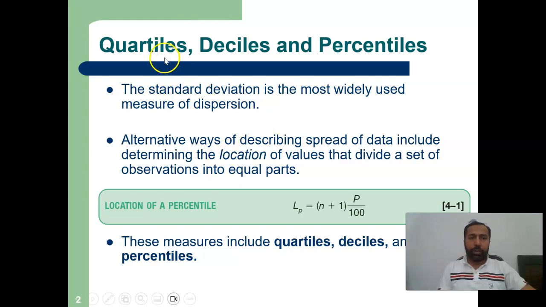So all the quartiles and deciles can easily be converted into percentiles. If we need to find quartile 2, we know that quartile 2 will be equal to the 50th percentile. Quartile 1 will be equal to the 25th percentile, and so on.